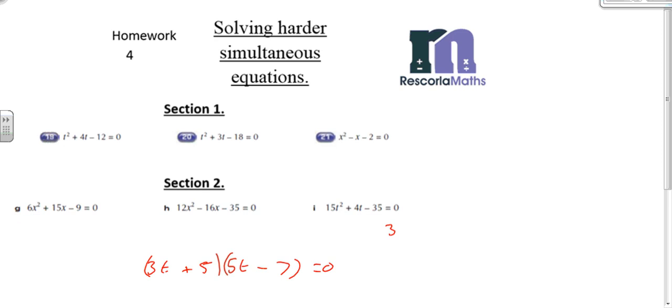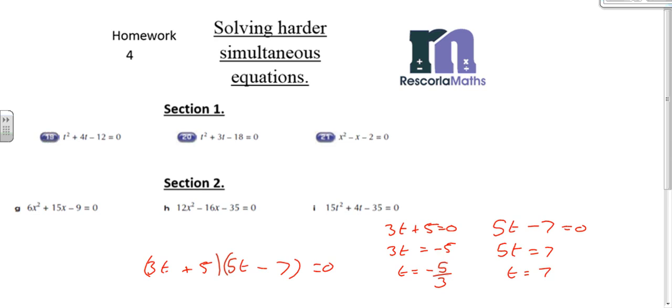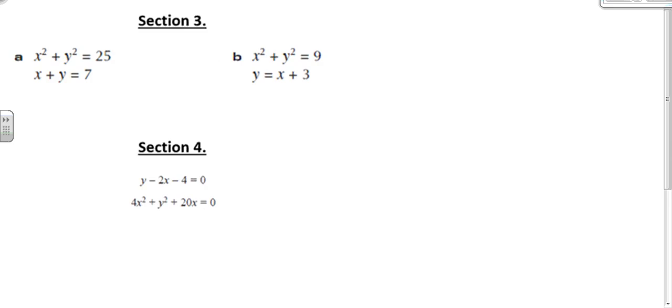So we have 3t plus 5 equals 0. So 3t equals minus 5, t equals minus 5 over 3. And we've got 5t minus 7 equals 0. 5t equals 7, t equals 7 over 5. So those are the solutions to those ones. Now, what we really wanted to get onto was this here.